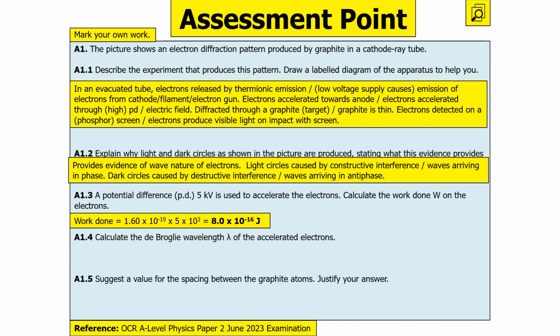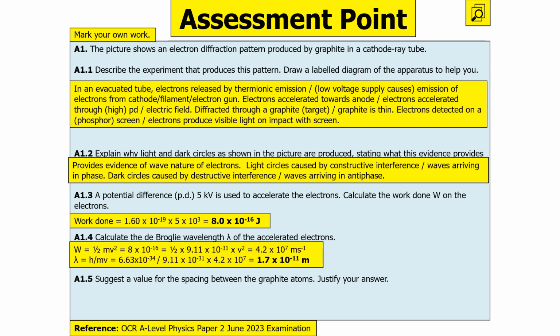Now the work done, you're looking at the idea of just converting that into joules. So it's turning kilovolts into joules. So remember, 5 kilovolts gives you an energy of 5 kiloelectron volts because there's electrons being accelerated. So you convert that into joules by multiplying by 1.6 times 10 to the minus 19. So you get 8 times 10 to the minus 16 joules. The de Broglie wavelength is, well, you know that the work done is a half mv squared.